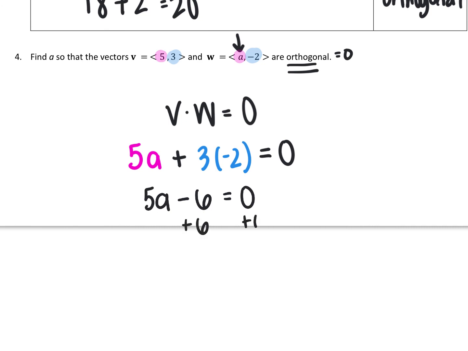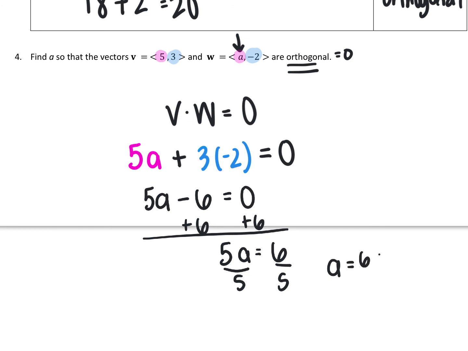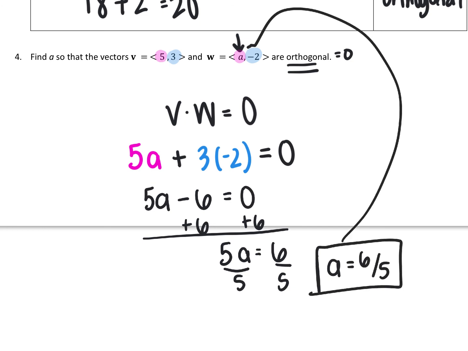Add 6, divide by 5, to get a is 6/5. You can check yourself, of course, by taking that a and plugging it back in, multiplying the first times the first and the last times the last, and making sure that your dot product is 0.